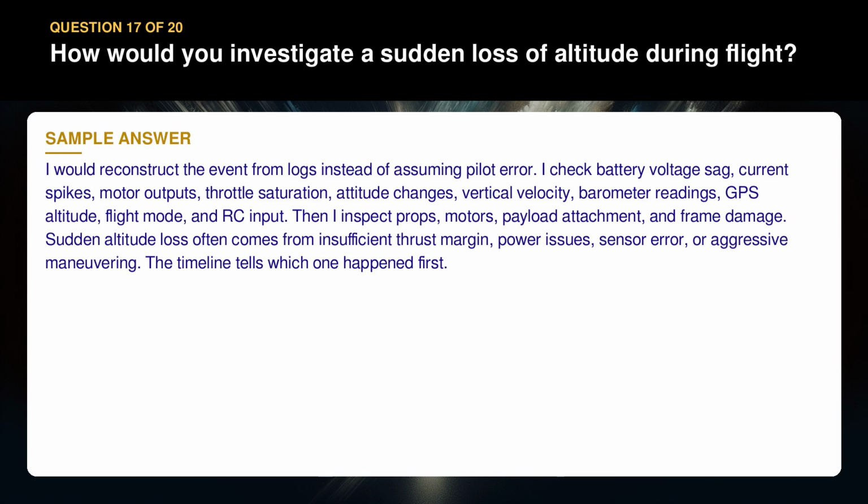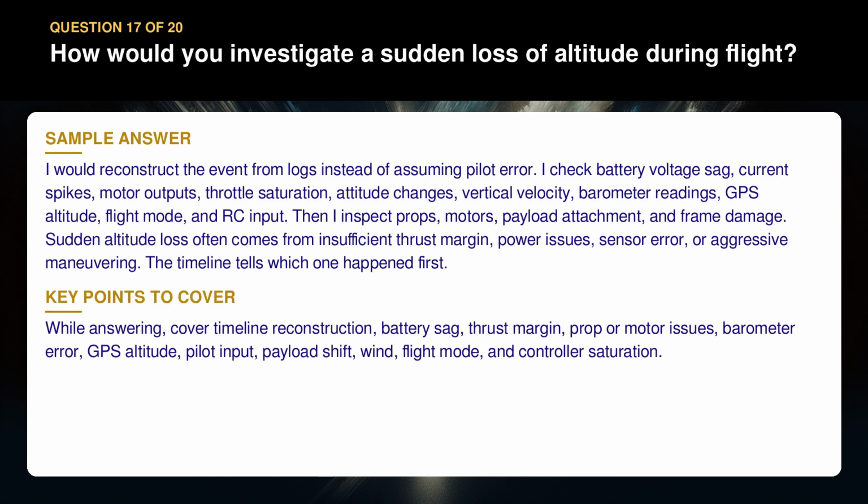Sudden altitude loss often comes from insufficient thrust margin, power issues, sensor error, or aggressive maneuvering. The timeline tells which one happened first. While answering, cover timeline reconstruction, battery sag, thrust margin, prop or motor issues, barometer error, GPS altitude, pilot input, payload shift, wind, flight mode, and controller saturation.